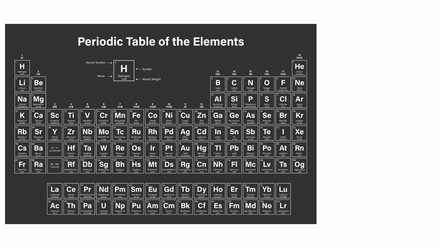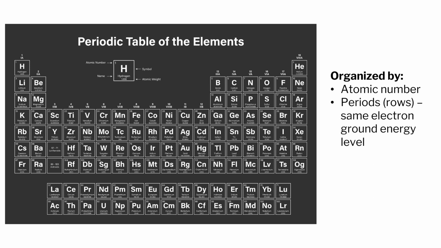This is the periodic table of elements. In chemistry, elements are organized from smallest to largest atomic number by the periods, which are the rows which have the same electron ground energy level, and by groups or columns that have similar properties. The elements on the table may be grouped in different ways. They can, for example, be divided by metals, nonmetals, and metalloids.